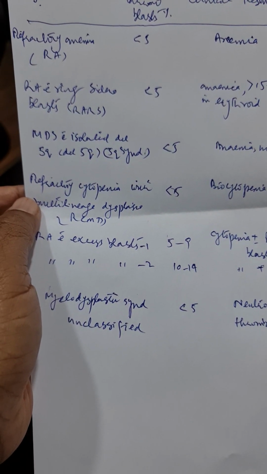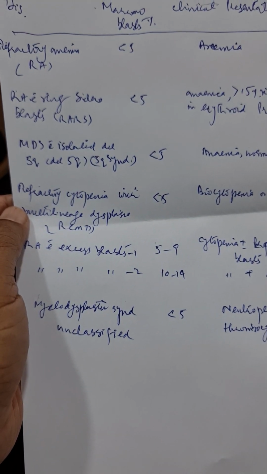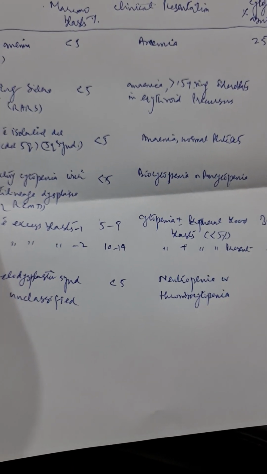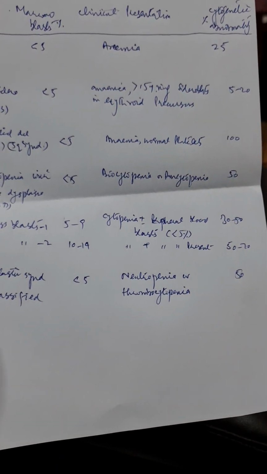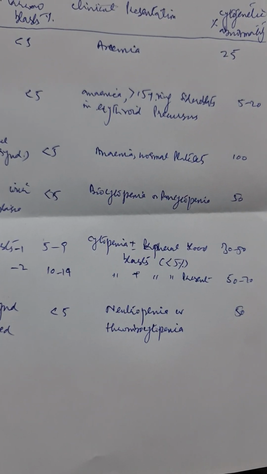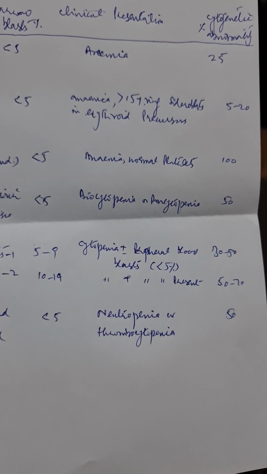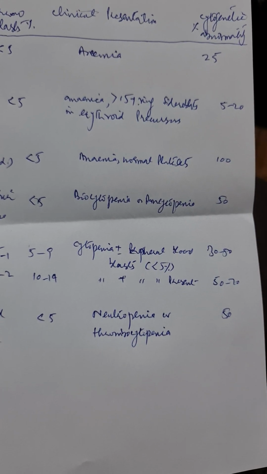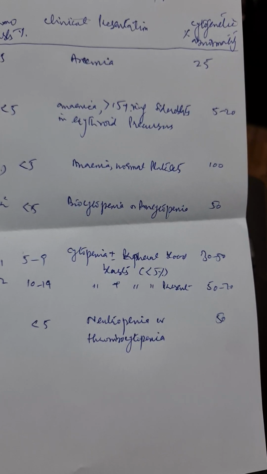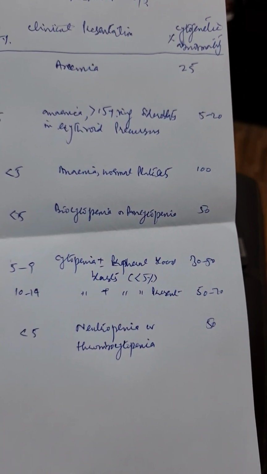Refractory anemia with ring sideroblasts, RARS, marrow blasts is less than 5%. Clinical presentation is anemia, more than 15% ring sideroblasts in erythroid precursors, cytogenetic abnormality 5 to 20%.